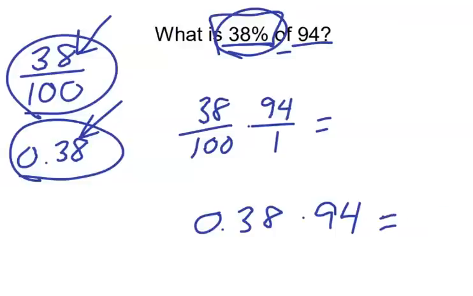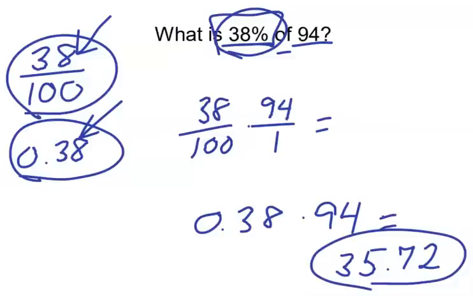All right, so let's just do 0.38 times 94, and that's going to give us 35.72. So that's our answer for that one, and that's all we have to do.